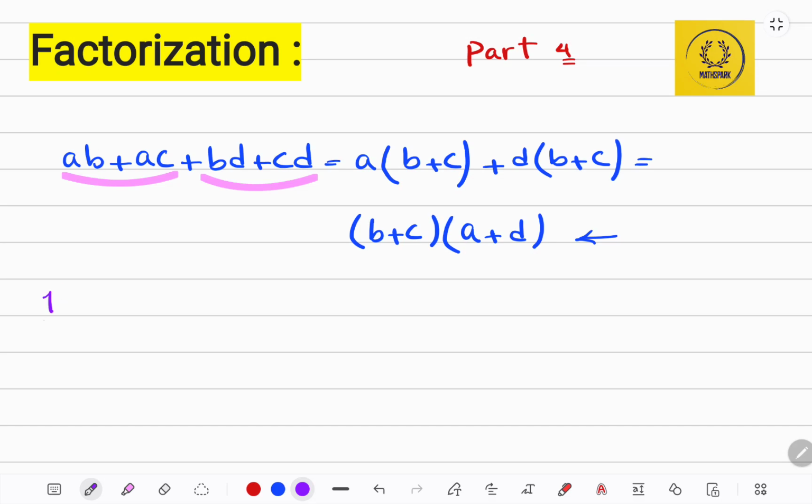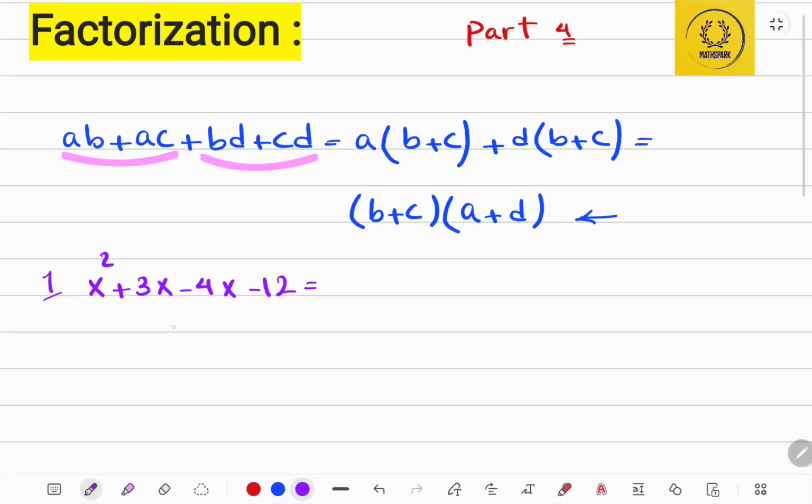And now, let's dive into example number 1, which is x squared plus 3x minus 4x minus 12. I'm going to factorize this expression by grouping. Okay, this can be the first group, and this is the second group. For the first group, x squared plus 3x, the common factor is x. So factor out x, we will have x plus 3. And for the second group, both are divisible by -4. So I'm going to factor out -4, and we have x plus 3.